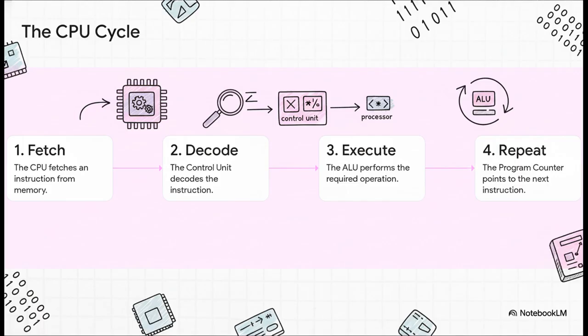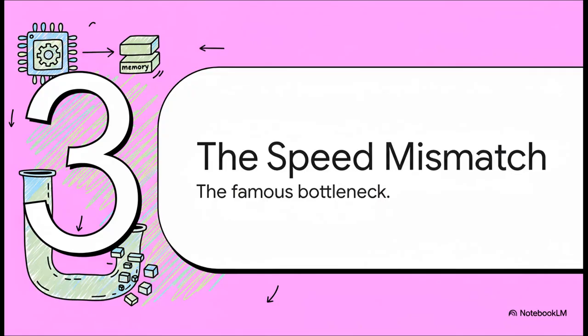Finally, the ALU executes the command. After that, a little thing called the program counter points to the next instruction, and the whole thing starts all over again. And this isn't happening slowly. It's happening billions of times every second. Insane. Okay, so this design sounds pretty elegant, right? And it is. But it's not perfect.